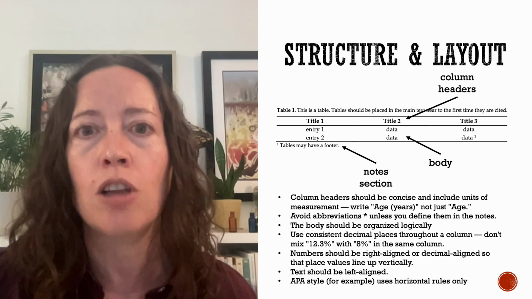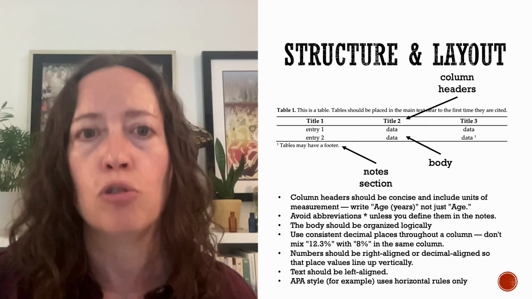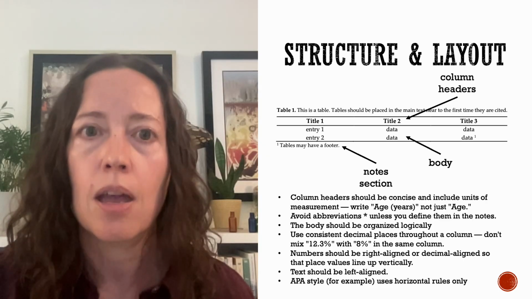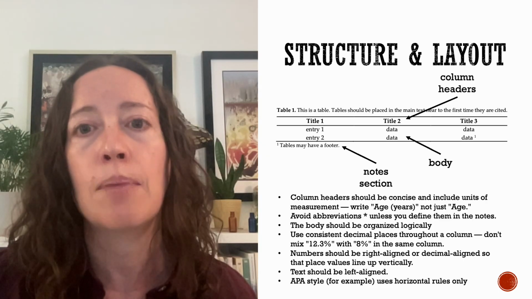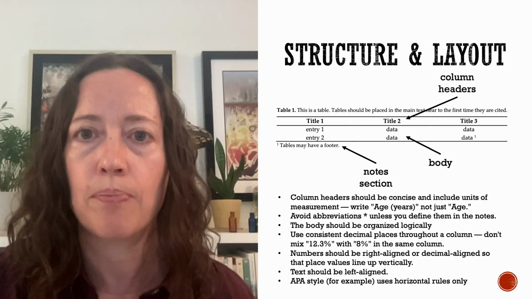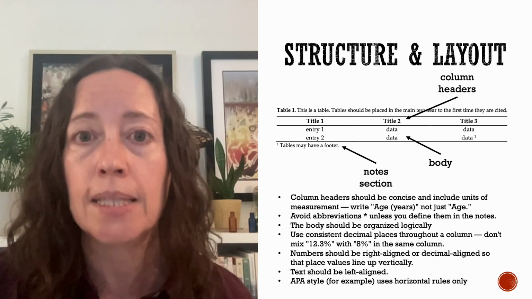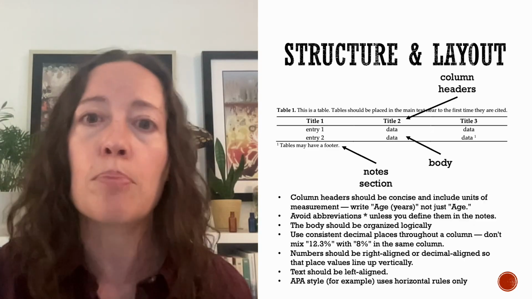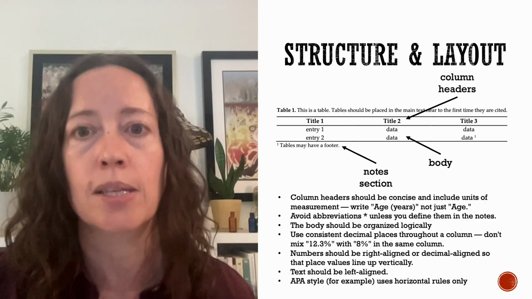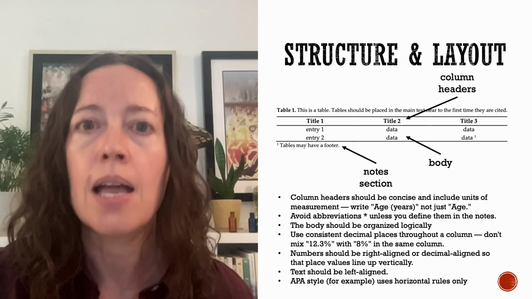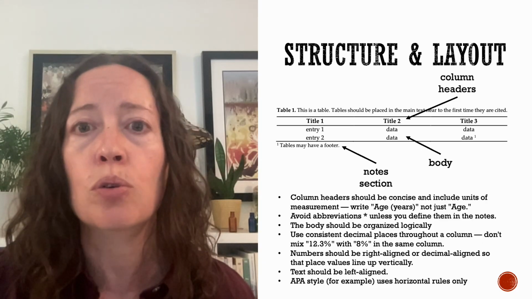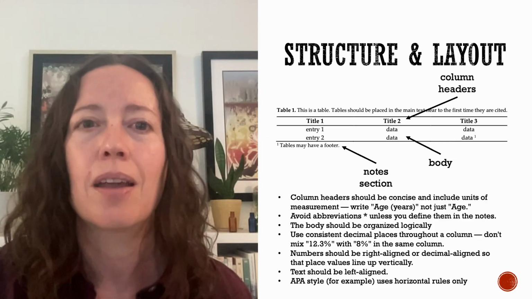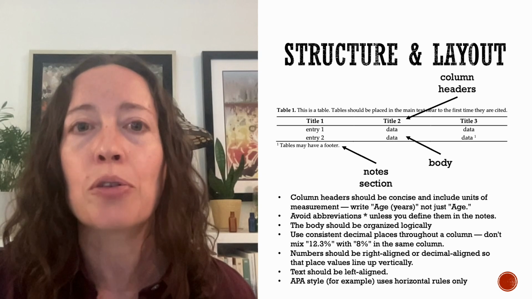The body should be organized logically, usually by the most important grouping variable. If you're presenting regression results, organize by model. If you're presenting a sample description, organize by variable type. Use consistent decimal places throughout a column. Don't mix 12.3% with 8%. You want it to be 8.0% in the same column. This is the kind of inconsistency that signals to a reviewer that you didn't proofread your table, which is not what you want. Alignment matters more than most authors realize.